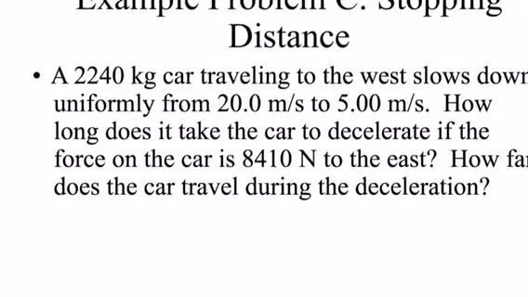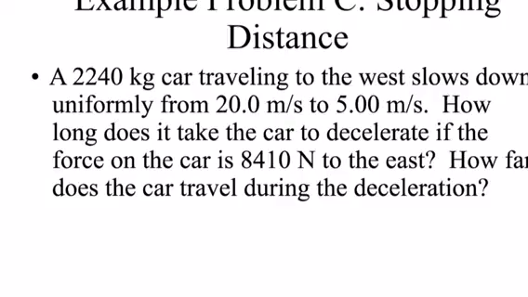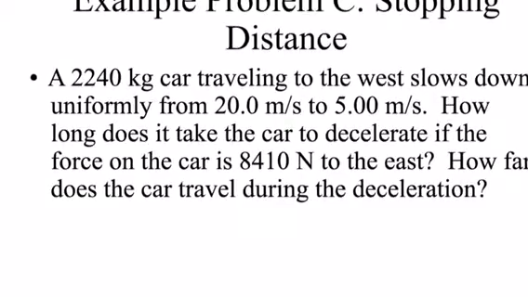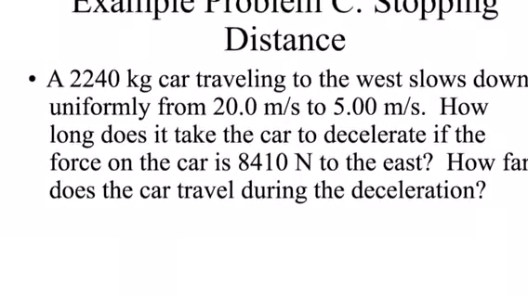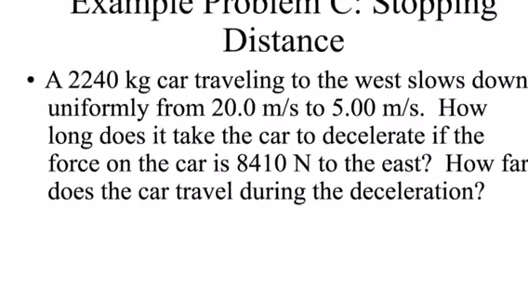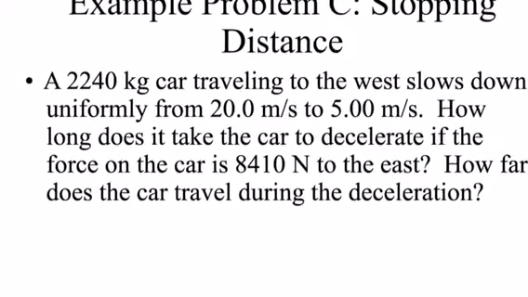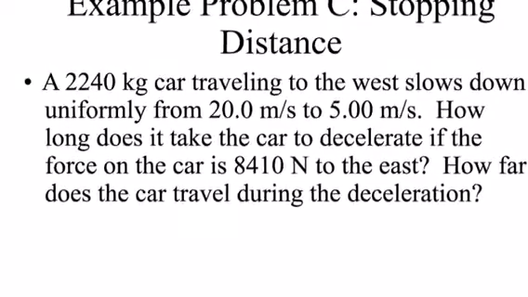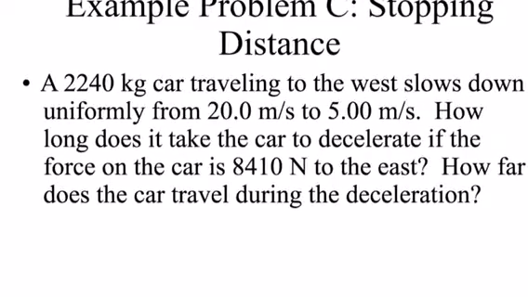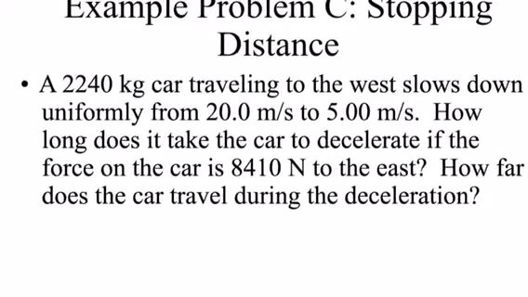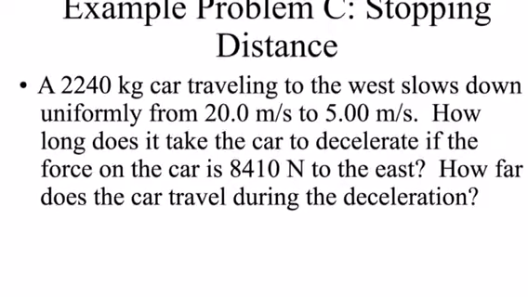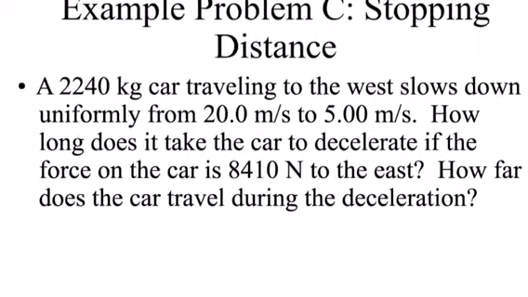Okay, the sample problem says a 2,240 kilogram car traveling to the west slows down uniformly from 20 meters per second to 5 meters per second. How long does it take the car to decelerate if the force on the car is 8,410 newtons to the east? How far does the car travel during the deceleration? So a few things to note here.